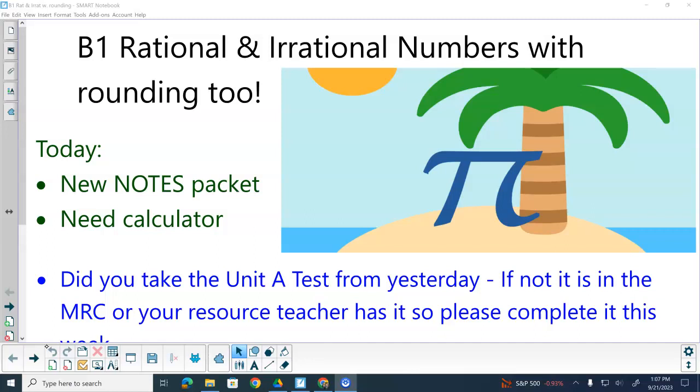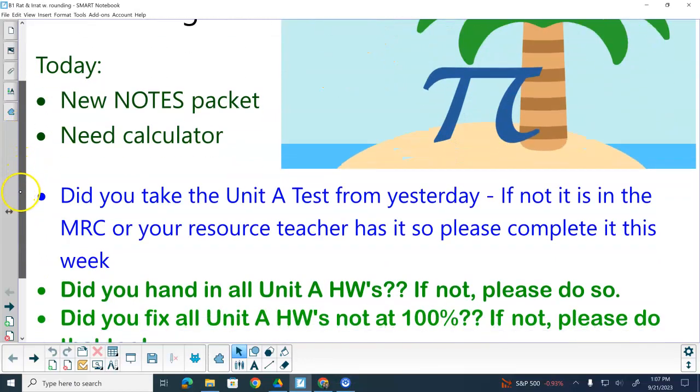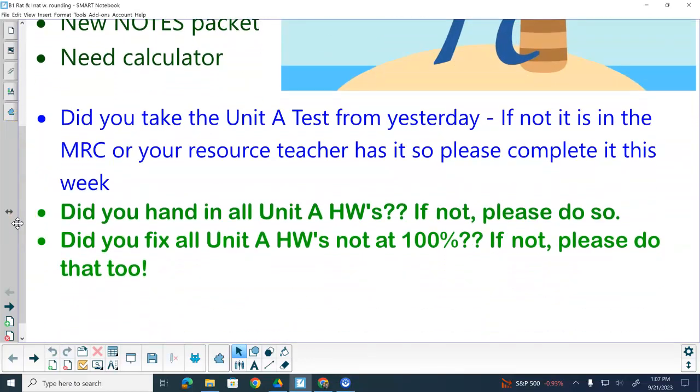But if you were not here yesterday to take your test, everybody was here yesterday, so everybody got the test taken, so we're not worried about that. But if you don't have all the homework, I'm still waiting on a couple of homeworks and a couple of homework fixes from people. So if you don't have all that done, get that done ASAP. Okay? Please get that done ASAP.